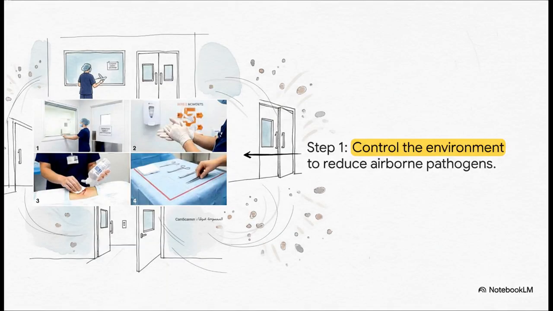So step 1 is environmental optimization. Asepsis actually starts before you even touch the patient. By closing doors and windows and limiting who's walking in and out, you minimize air turbulence. And why does that matter? Because it reduces the deposit of bioaerosols, these microscopic airborne particles, from landing on your sterile field.